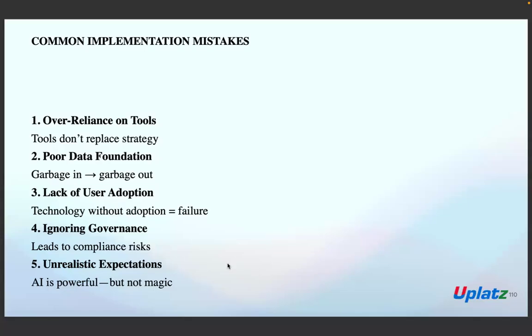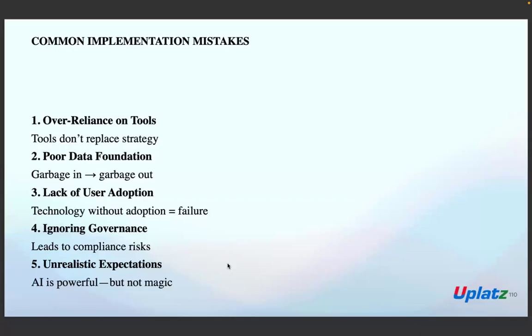The third mistake is lack of user adaptation. This is very important as humans normally resist change management, and without adoption of technologies, no technology can actually produce results for any organization. So technology without adoption leads to a sure shot failure.